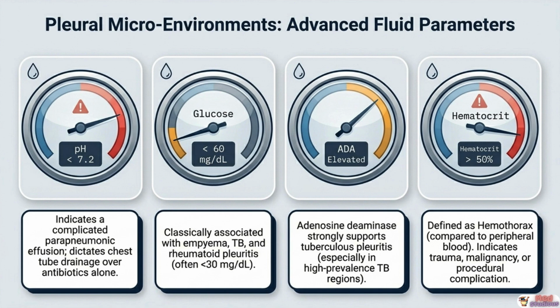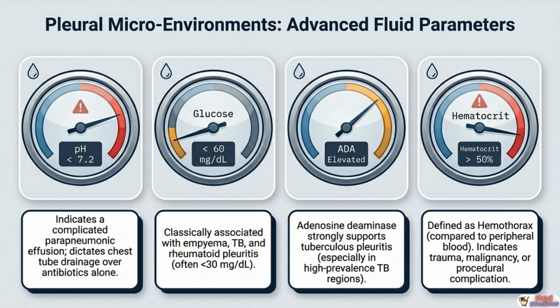Beyond Light's criteria, 4 additional pleural fluid parameters provide further diagnostic refinement once an exudate has been identified. A pleural fluid pH below 7.2 indicates a complicated parapneumonic effusion, and this specific finding directly dictates management, favoring chest tube drainage over antibiotics alone.